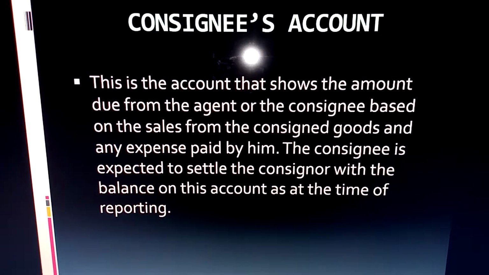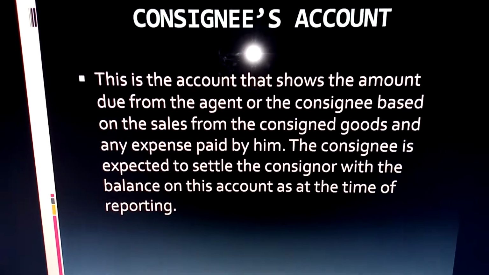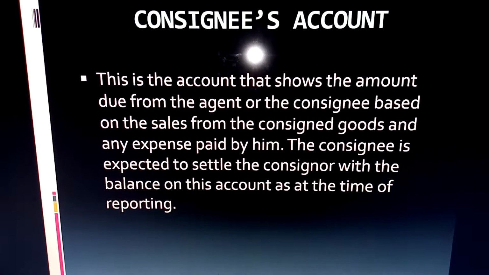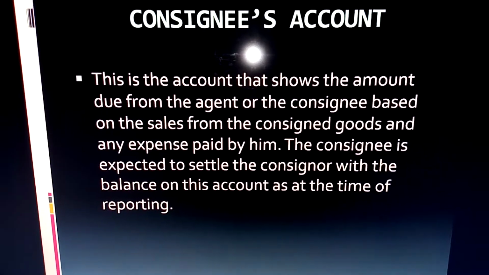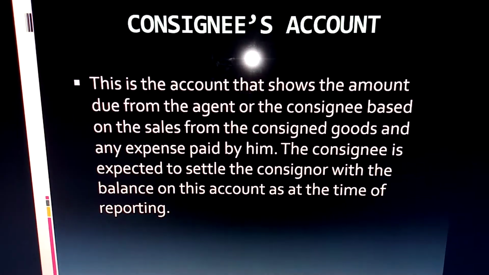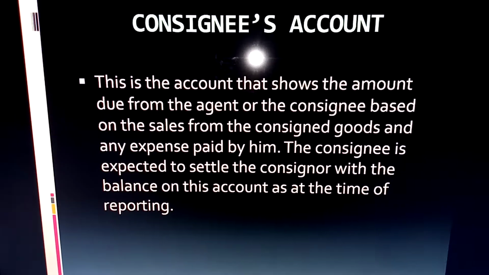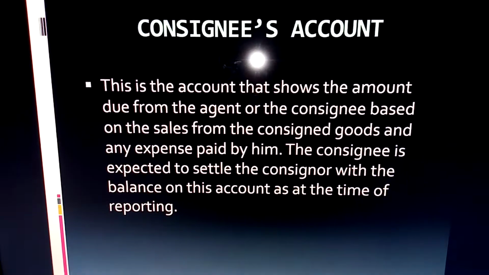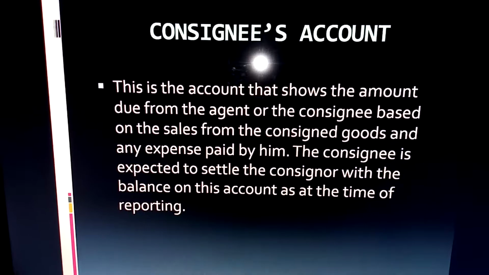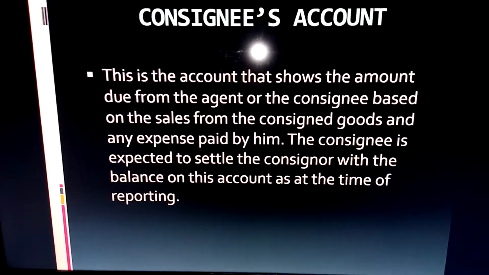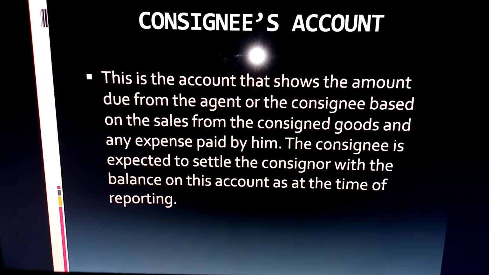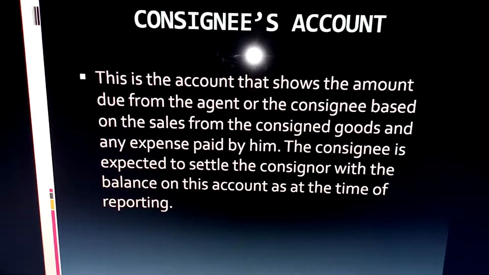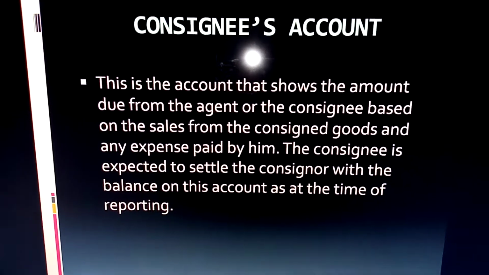Now, the consignee's account basically is the agent's account, okay? So we want to know how much is expected from the agent, how much is expected from the consignee. That's from the perspective of the consignor. Since goods have been shipped to him, we want to know how much is due from him. So basically what you see in this account is the amount that is due based on the sales made by the consignee and the expenses that the consignee has incurred. So basically that's how we get what is due from the consignee.